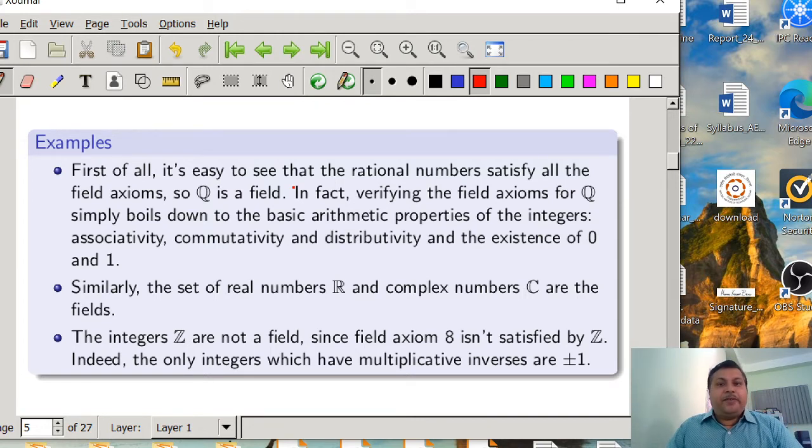In fact, verifying the field axioms for Q simply boils down to the basic arithmetic properties of the integers, that is associativity, commutativity and distributivity, and the existence of 0 and 1. Similarly, the set of real numbers R and the set of complex numbers C are examples of fields. But the integers Z are not a field, since the field axiom 8 is not satisfied by Z.